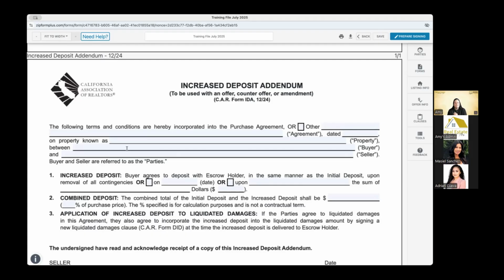This increased deposit addendum. In our residential purchase agreement, it used to have a spot for increased deposit where we would specify the terms of the increased deposit. It no longer gives us that opportunity. It gives us the opportunity to check that there is an increased deposit, and then it's going to add this CAR form IDA to it. And then these terms are going to be incorporated into the purchase agreement. Or if it was part of a counter offer, you would check the box and put counter offer there.